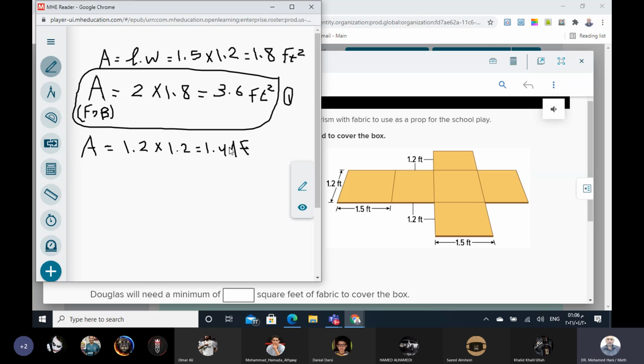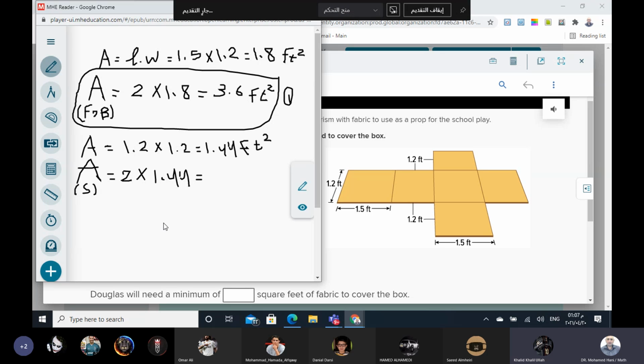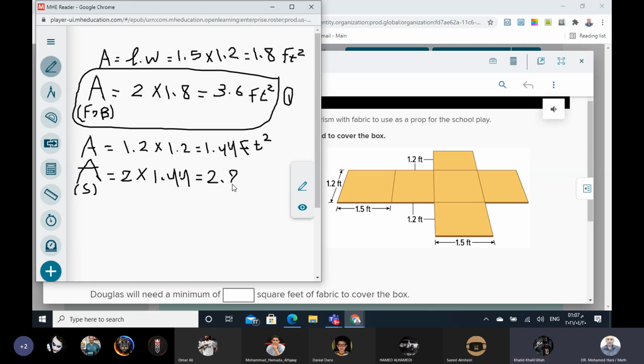Feet square. This is for just one side, but here we have two congruent sides, this side and this side. So the area of the sides equals 1.44 times 2, which equals 2.88 ft squared. Feet squared means feet squared.